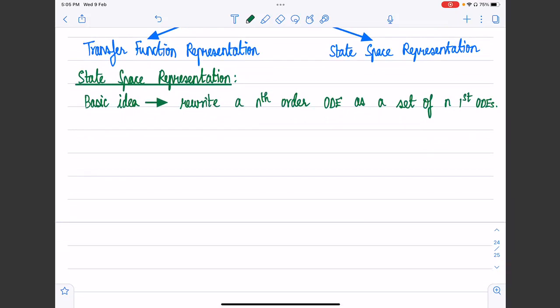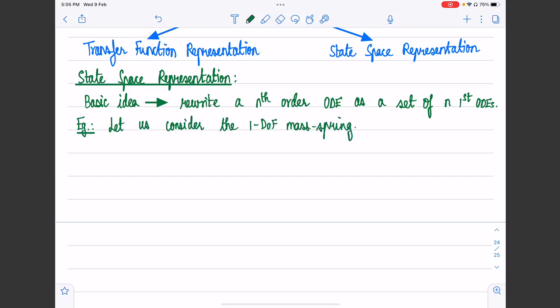Let us study it using an example, and then we will generalize it. Let us consider our standard 1 degree of freedom mass spring damper system. Let's see how the state space representation comes about for this class of system, or this system in particular. Let us consider this system.